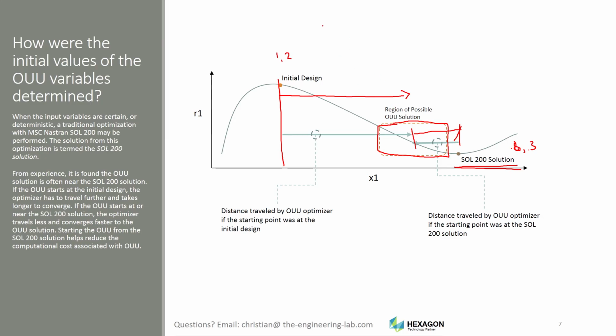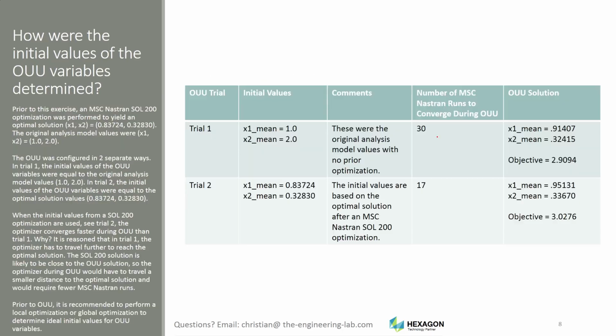So if the OUU ran Nastran 100 times, if we started here with the starting point of the SOL 200 solution, maybe we only have to run Nastran 20 times. So this is one of the many time savers that's discussed in this tutorial.